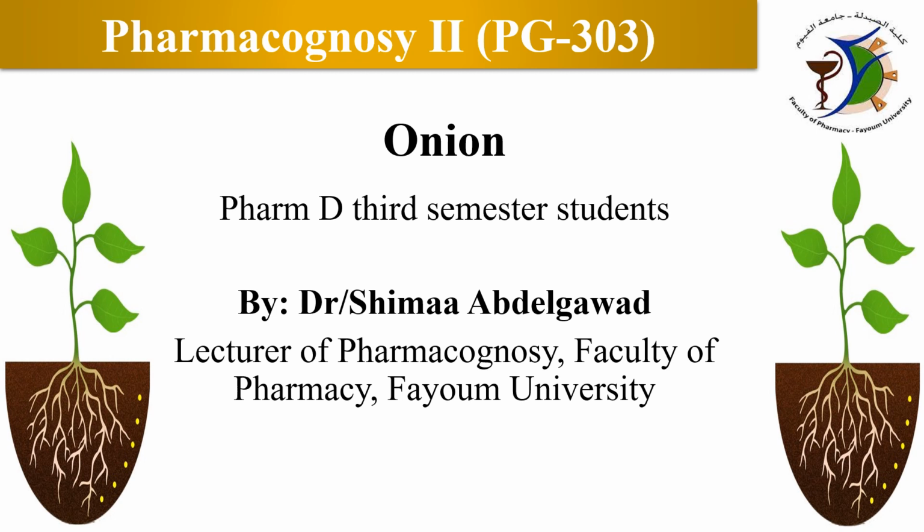Everyone. In this lecture, I'm going to discuss the pharmacognosy of onions, one of the oldest cultivated plants in the whole world, that were probably known in China, India, and the Middle East before recorded history. Ancient Egyptians regarded the spherical bulbs of onion as a symbol of the universe.